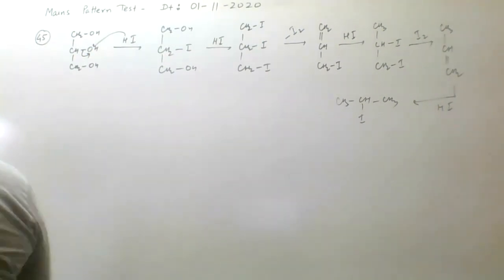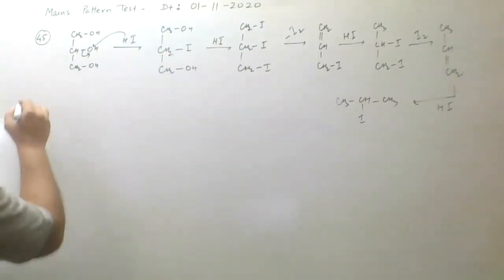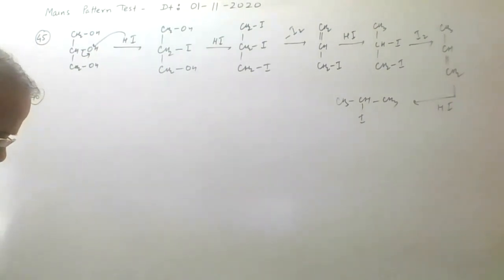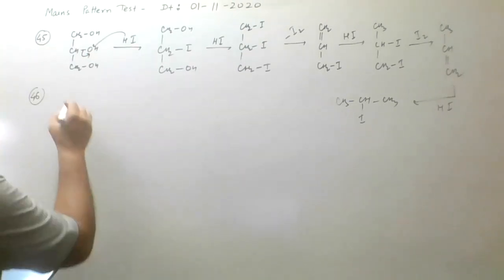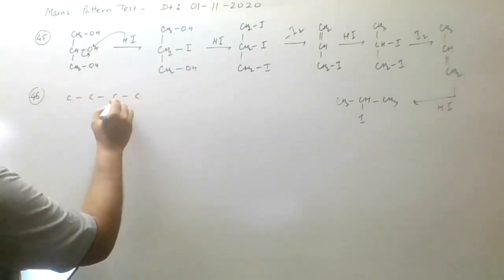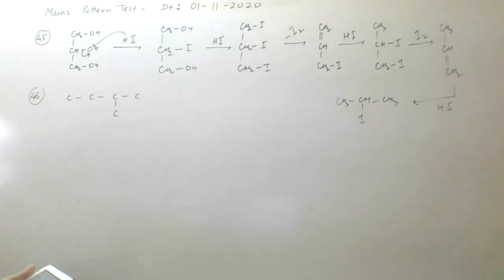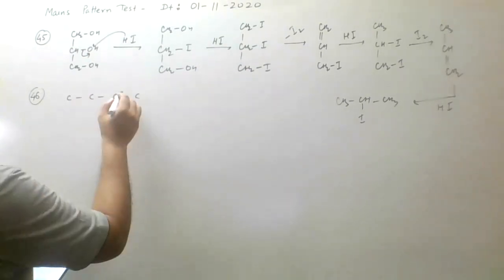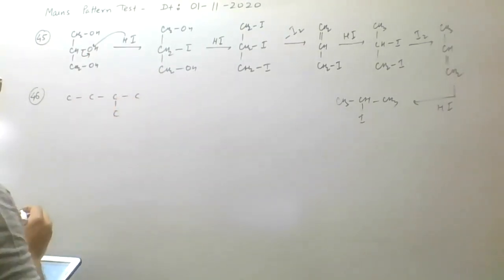Next is question number 46. How many of the following alkenes can on hydrogenation give 2-methylbutane? So 2-methylbutane means butane is this and the 2-methyl will be this. I can write one double bond at this place, or one double bond at this place.